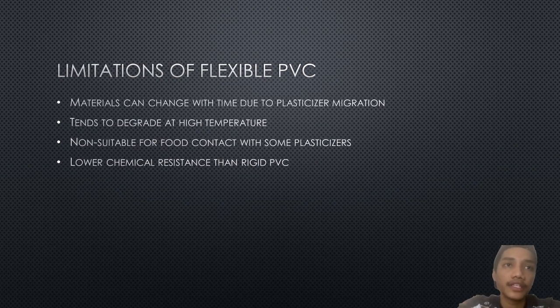This is about the limitations of flexible PVC, which are the disadvantages of flexible PVC. First, materials can change with time due to plasticizer migration. Next, it tends to degrade at high temperature. Third, it is not suitable for food contact with some plasticizers. Lastly, lower chemical resistance than rigid PVC.